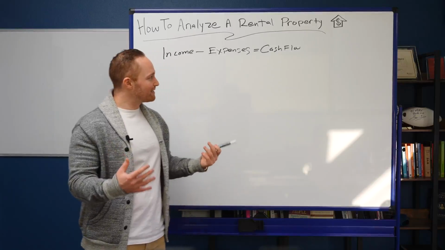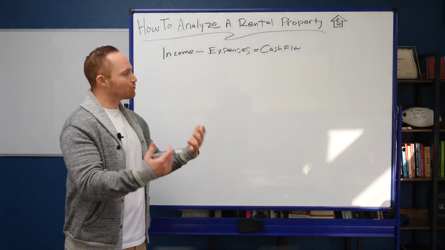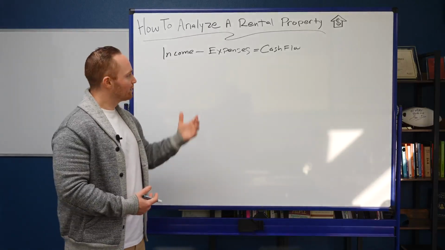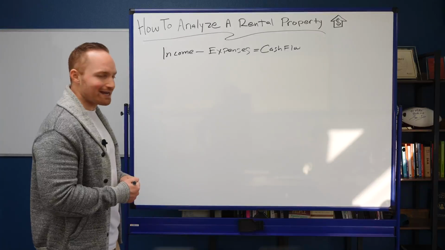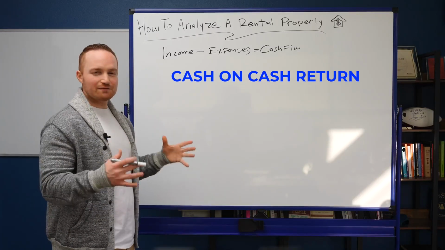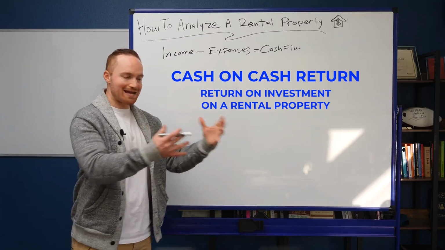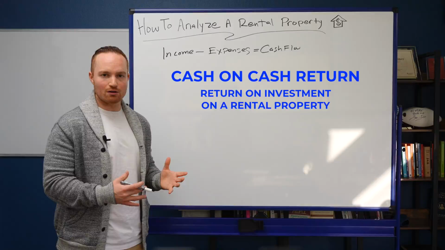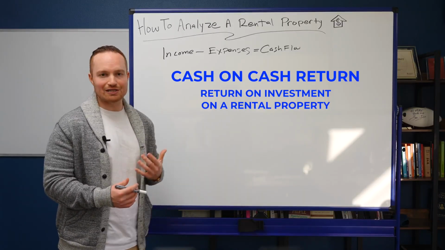But cash flow isn't the only thing that you want to look at. You need to understand how much you need to invest into the property to produce this type of cash flow. So this is where we get to our next metric. This is the cash on cash return. So think of this as your return on investment on a rental property, right? You have to pay some money to get into a deal, and then you're going to expect a return every single month and every single year.